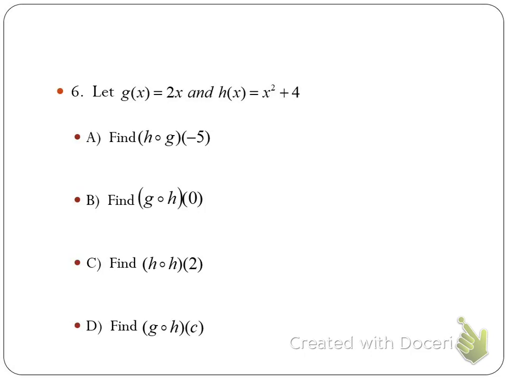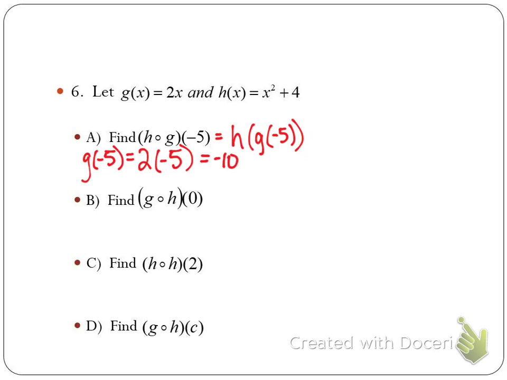All right, on 6A, what is our outside function? H, and our inside function, g of negative 5. So where are we starting? G of negative 5. G of negative 5 means we are taking what times what? 2 times negative 5. So we just put that negative 5 in for x. 2 times negative 5 is negative 10. Do we all get that part?